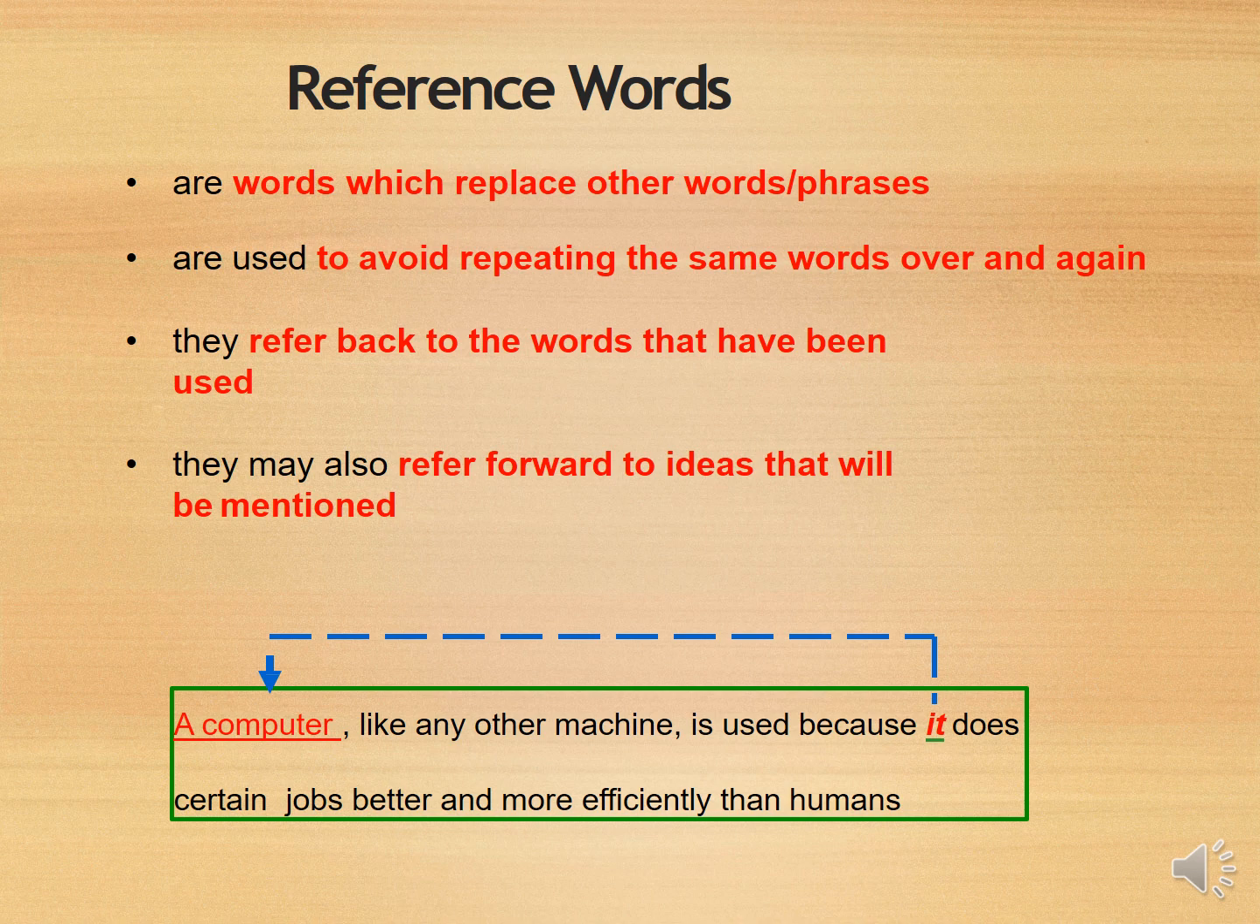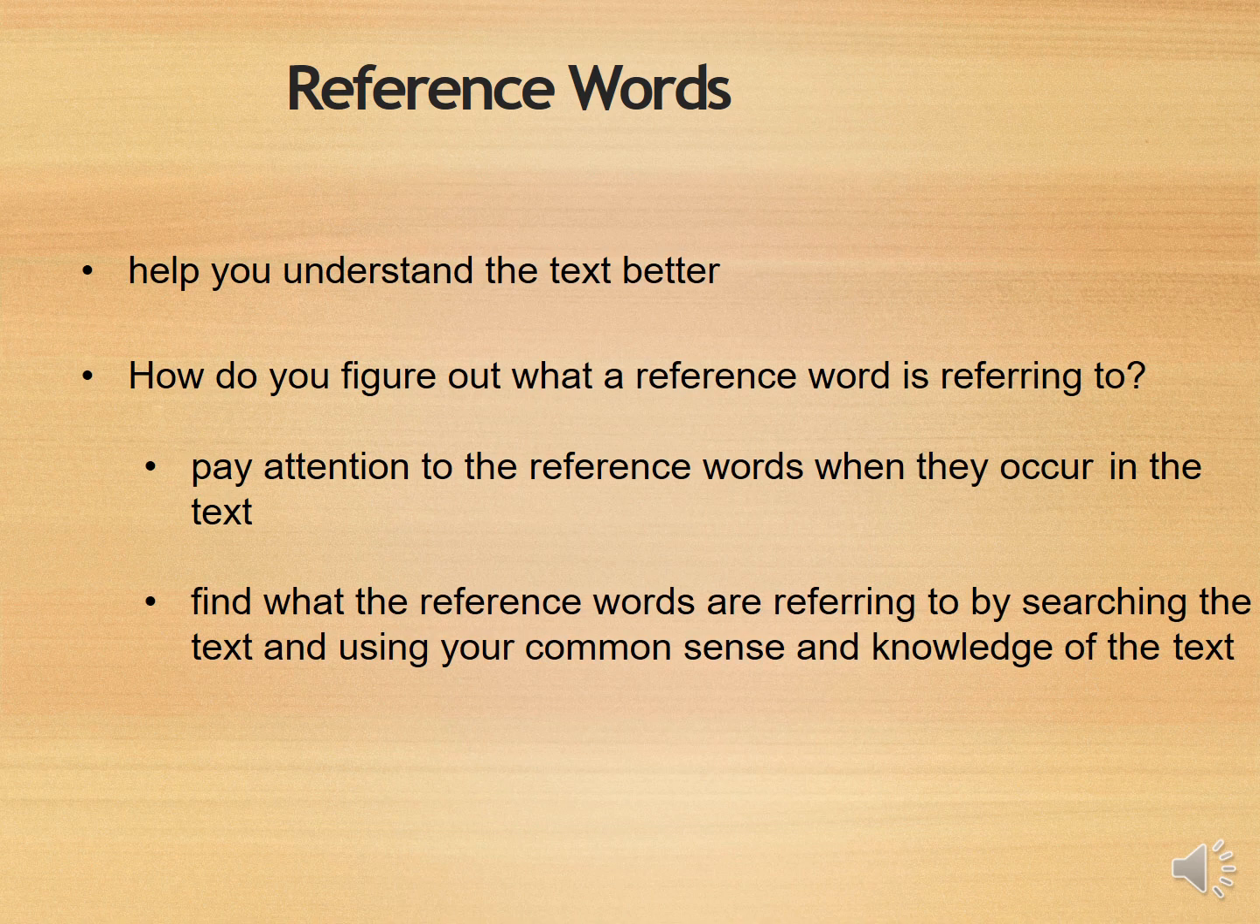As you can see on the slide, this is an example. A computer, like any other machine, is used because it does certain jobs better and more efficiently than humans. So the word it here is referring to what does certain jobs better and more efficiently than humans. What? Yes, a computer. So it here is referring to a computer. Reference words help you understand the text better.